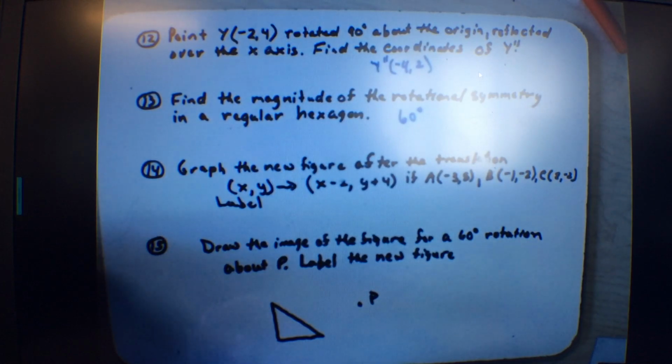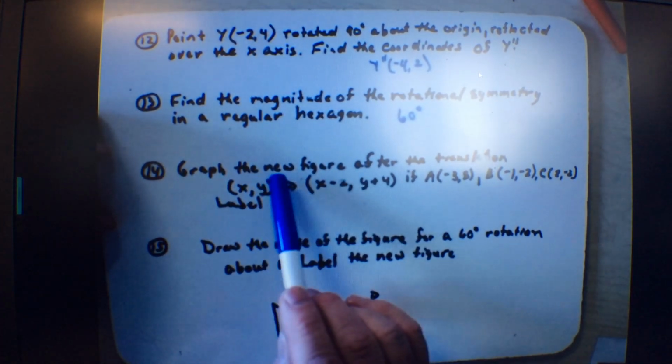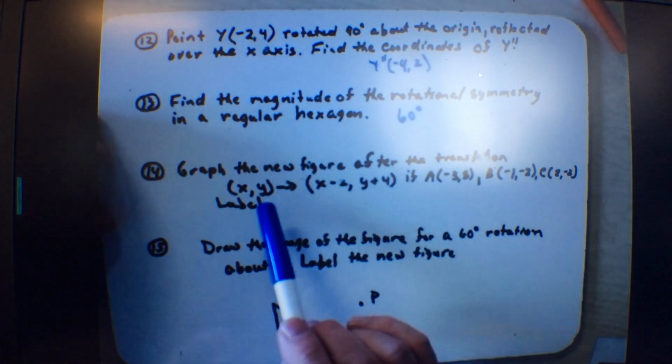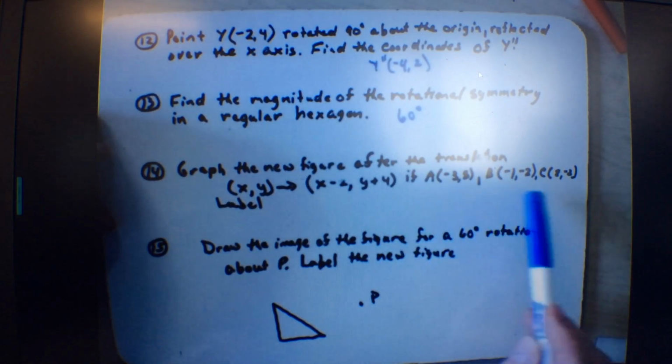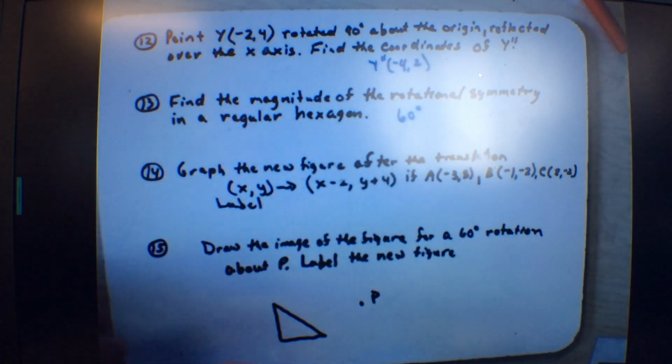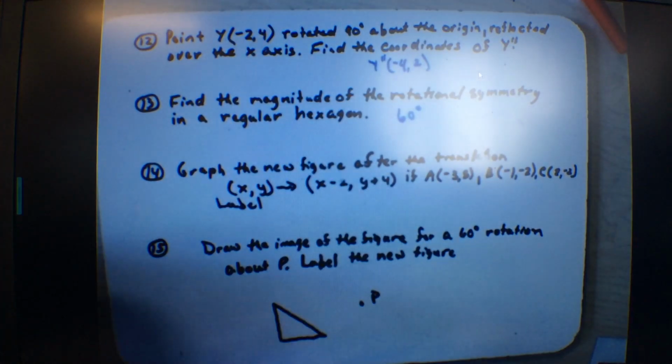Right. Okay. All right, so this one says, now you're gonna graph the new figure after the translation (x, y) goes to (x minus 2, y plus 4). If A is this, B is this, and C is this, label it. So this is actually a graphing one, okay? I don't know if you wanna use your own graph paper or somebody wanted to put it up on the board. Go ahead and put it on the coordinate plane.